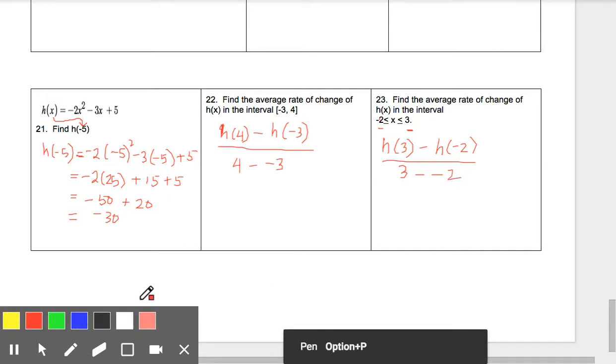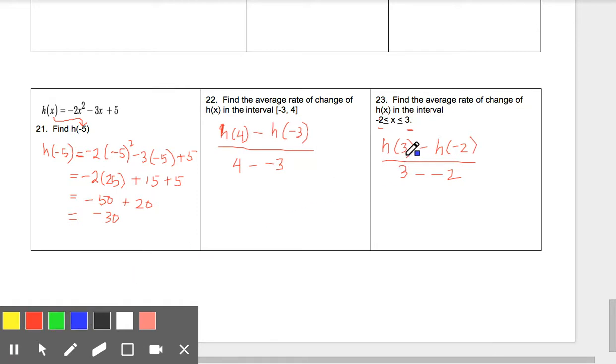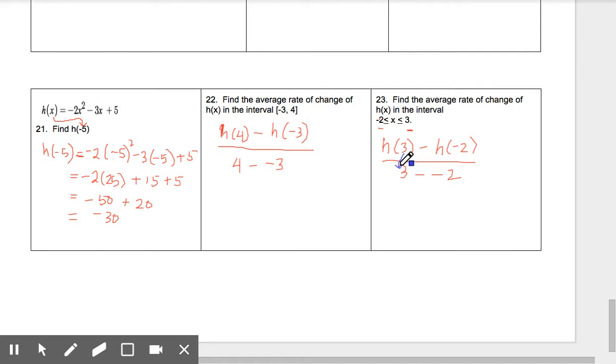So notice that the number that we use here is the same that we put here. So say h of 3, we have here 3, and h of -2 is right here. It's always like that. Okay.